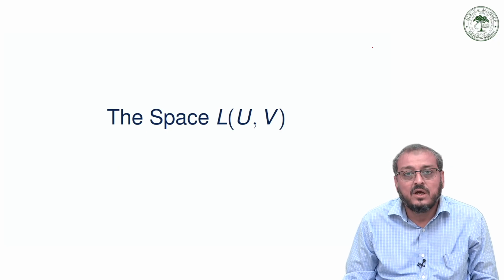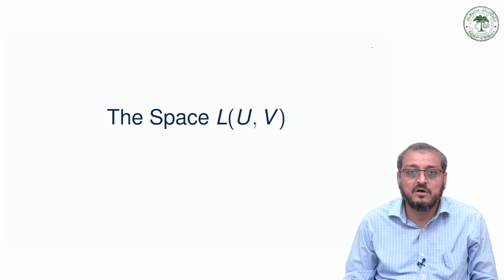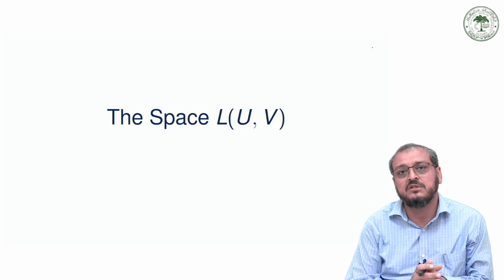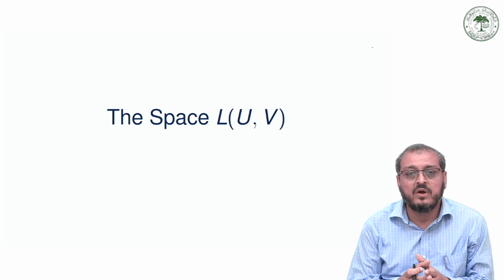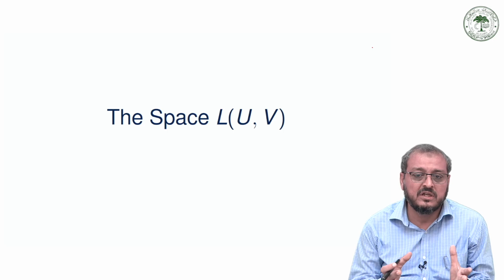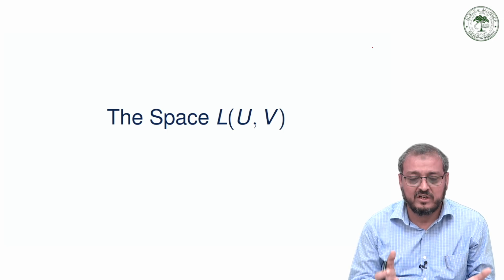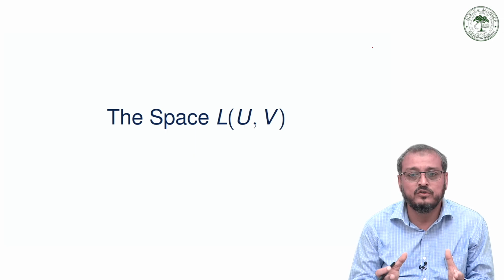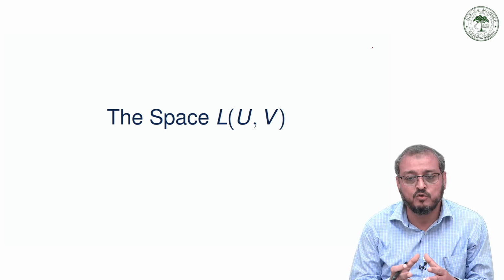In the last class we discussed some properties of the inverse of a linear transformation and showed that it is a homomorphism. In this class we discuss the space L(U,V). L(U,V) simply means a collection of all the linear transformations that form a vector space, and that vector space is called the space L(U,V), also called Hom(U,V).